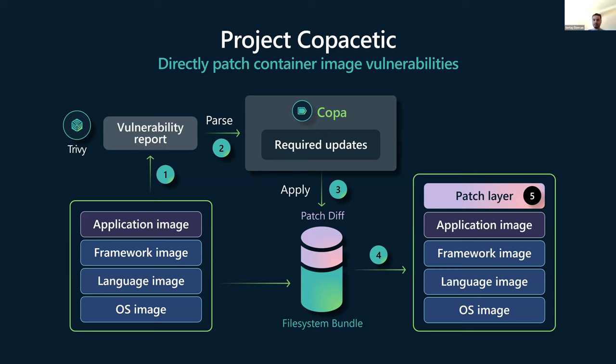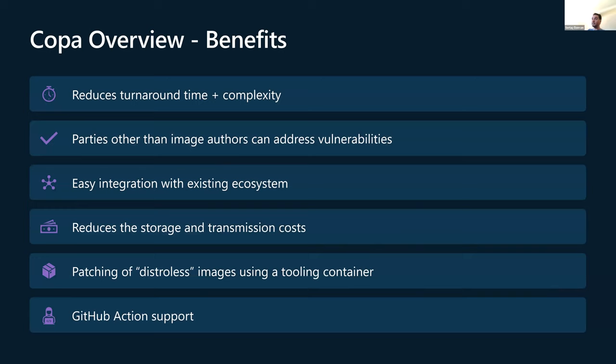Let's look at the benefits of Copa. Copa provides the ability to patch containers quickly without going upstream for a full rebuild, which reduces the turnaround time and complexity. If you're relying on third-party images that you don't maintain, their update cadences might not meet your SLAs. Copa allows users other than the image publishers to also patch container images. Image publishers don't need to create new workflows for container patching, since Copa supports patching container images using the security update packages already being published today. Copa reduces the storage and transmission costs of redistributing patched images by only creating an additional patch layer instead of rebuilding the entire image. And this can be cached.